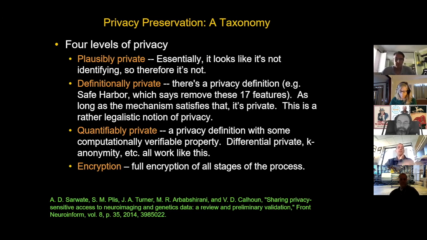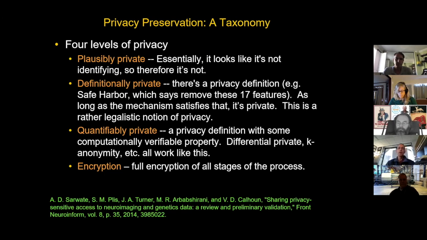If you think about privacy, you can think about it as a taxonomy. There's plausible privacy, meaning I'm just sharing derivatives openly, and it doesn't look like it's identifying, and we assume it's not, although with machine learning it could be, right? There's definitionally private, which would be like PHI, where you have those 17 different variables that are mechanistically defined as sensitive.